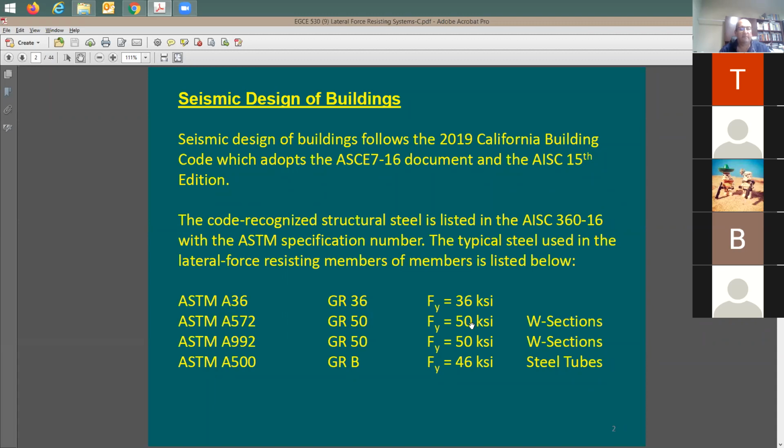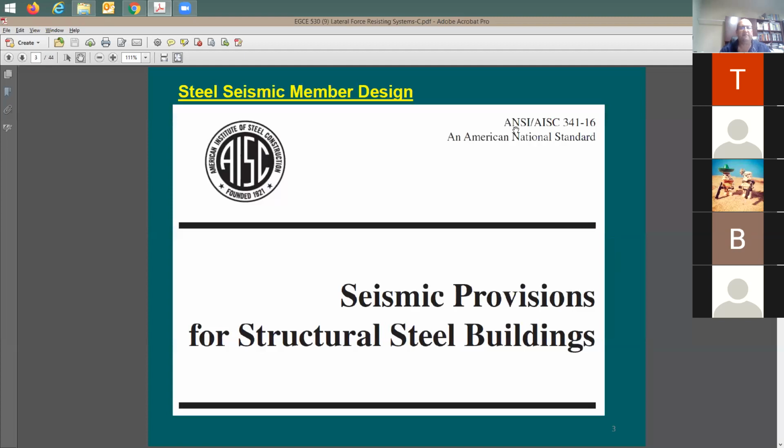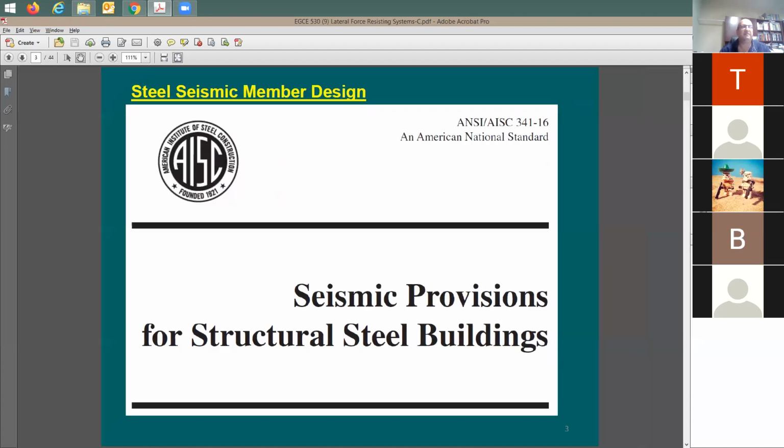So great. How about the seismic design of steel? Because when you look at this AISC 360-16, there's nothing there about the seismic. But for the seismic, we have a different document, and the document here is going to be the AISC 341-16. This one also, you can download for free. It is available. You don't have to pay for it.